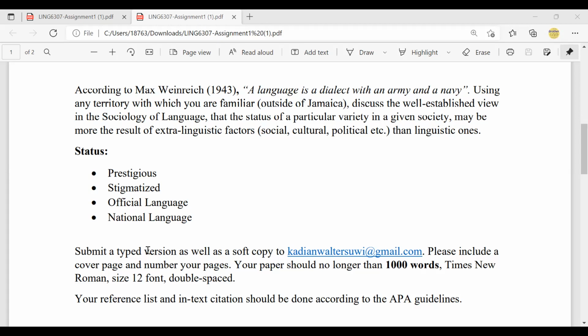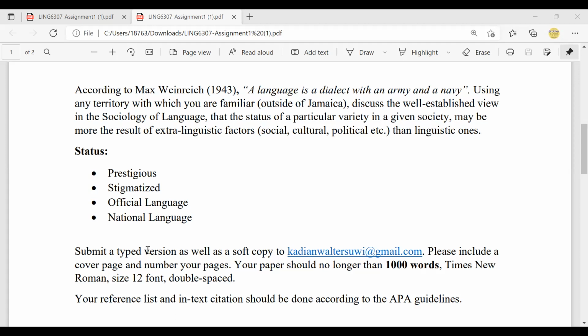So you can go with a language that is considered to be prestigious or one that is considered to be stigmatized. And then you're gonna show us based on the extra linguistic factors why it is that it enjoys that status. Because we're saying that we know that it has nothing to do with the structure of the language, but more so the social prestige that is attached to it.